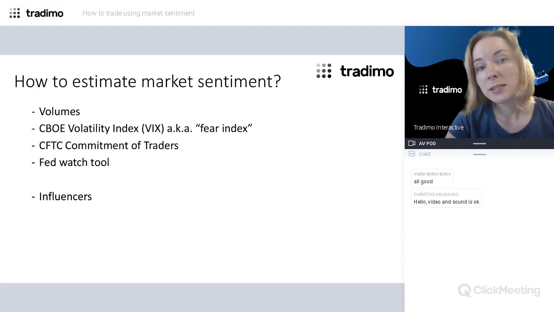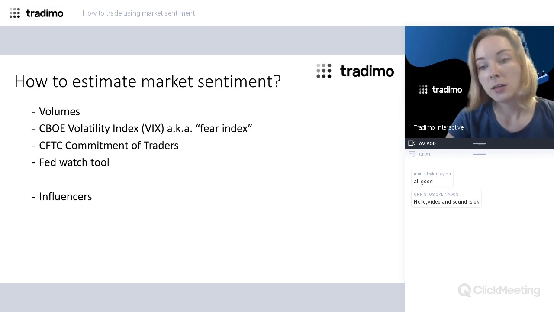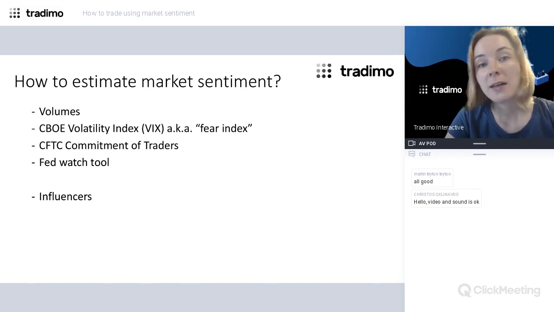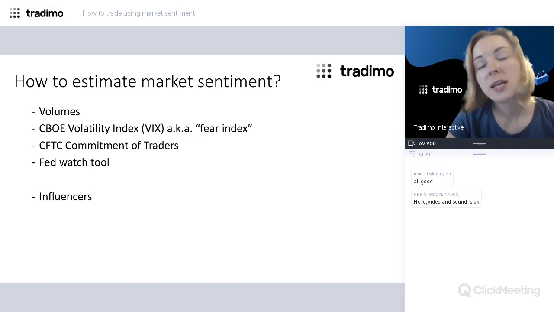CFTC provides us with the sizes and number of short and long positions for various kinds of financial instruments. There are commodities, there are currencies, so that we can see the position of the market in general. If we see that there is a net short position, it is clear that sellers exceed buyers. If it is a net long position, it means that buyers are in charge.